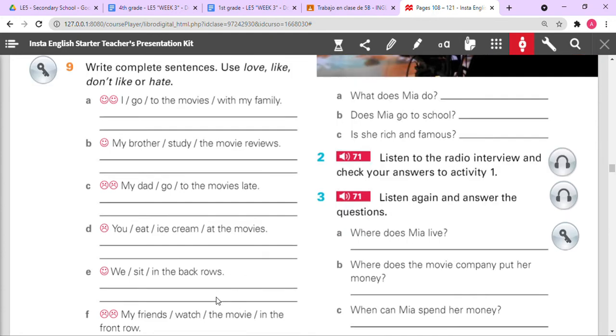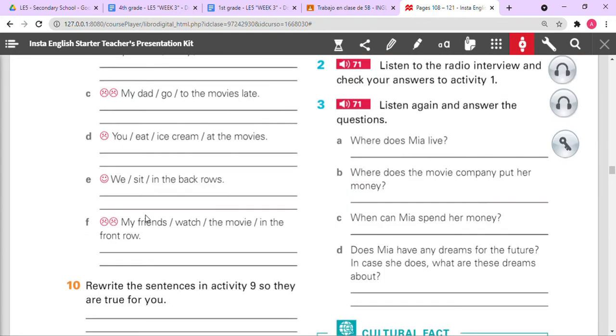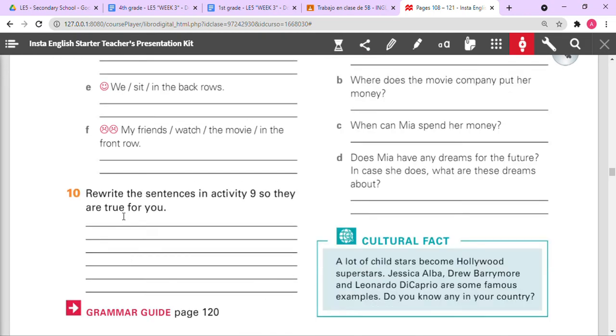You can transform. Here it says, "We like sitting in the back rows." I can say, "We hate sitting in the back rows." "My friend hates watching movies in the front row." "My friend doesn't like watching movies in the front row." The idea is to transform and create sentences so that they are true for you.